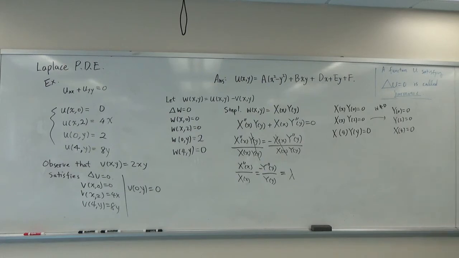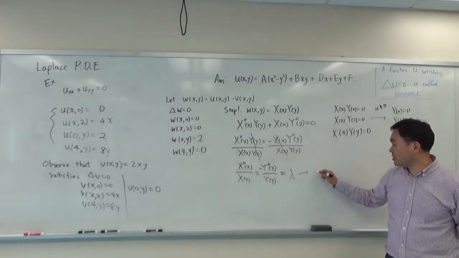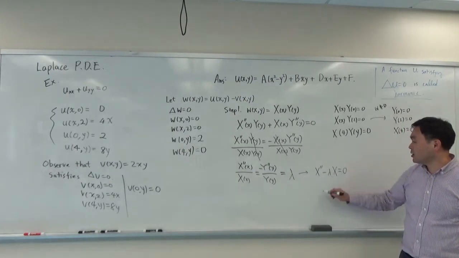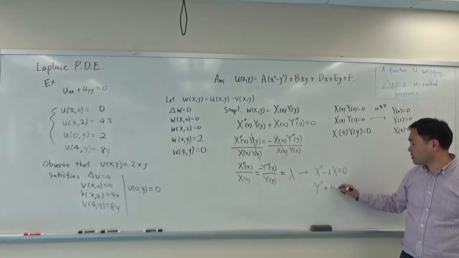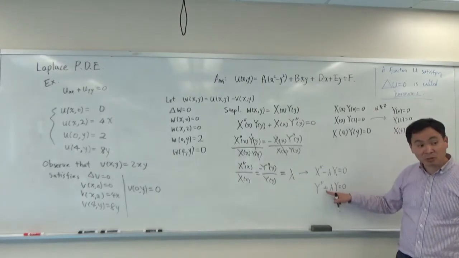Okay. Now, if you look at this, what do you see that's somewhat different from our Monday's lecture? On Monday, we had X of 0 and X of 4, right? Here, what do you see? Y of 0 and Y of 2, right? So that's why we need it to be lambda, because if you put it as lambda, here's what you get. You get X double prime minus lambda X equals 0, and Y double prime plus lambda Y equals 0. And this is the form of the Sturm-Liouville. You want this to be plus.